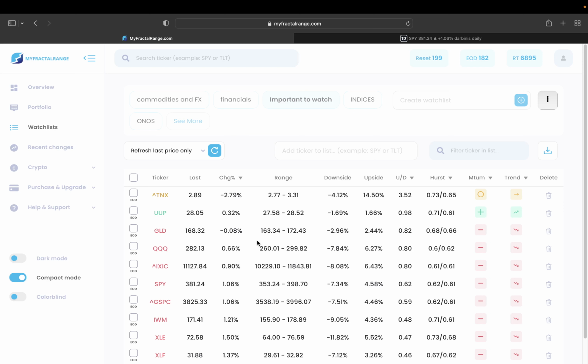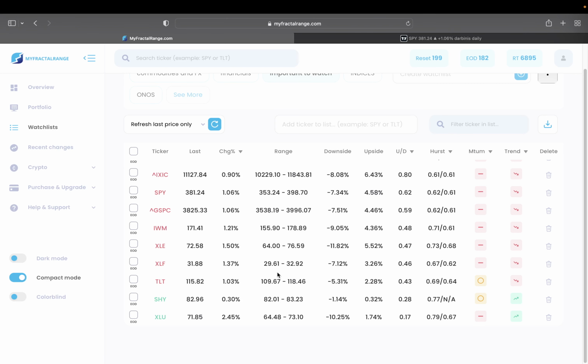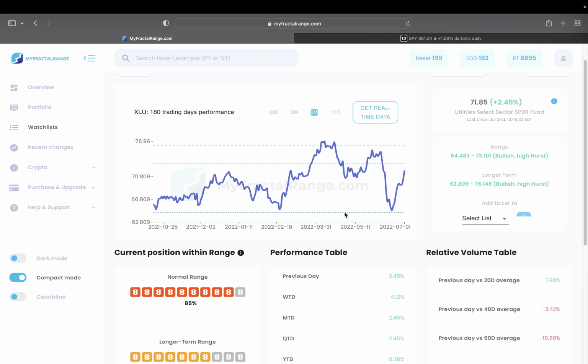So that's the first thing I do. Of the main assets, only XLU is in a bullish trend, but if we go to the instrument page, you will see that XLU is 85% in the position of range. It means that the upside is very small compared to the probable downside. So if you don't have any positions in XLU, I would not open a long position here.